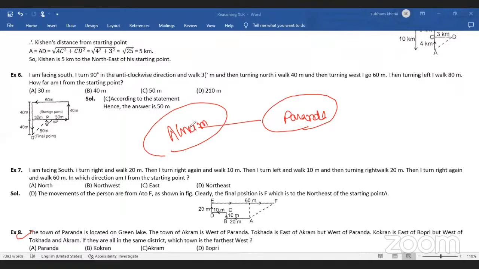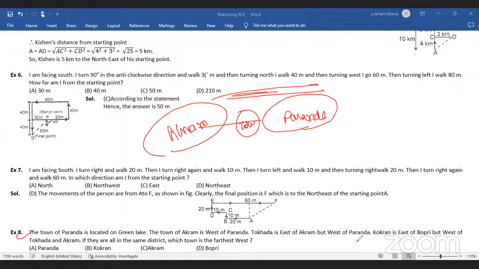अच्छा, Tokhanda is east of Akram but west of Paranda. देखो, अकरम का east is this side, परांडा का west is this side. That means Tokhanda is somewhere here. Is this point understood till here? जल्दी बताओ yes और no. It's saying Tokhanda is to the east of Akram, that means this side, but west of Paranda, मतलब this side, so that is in between Akram and Paranda. हाँ या ना? Understood? सबको समझ में आया?